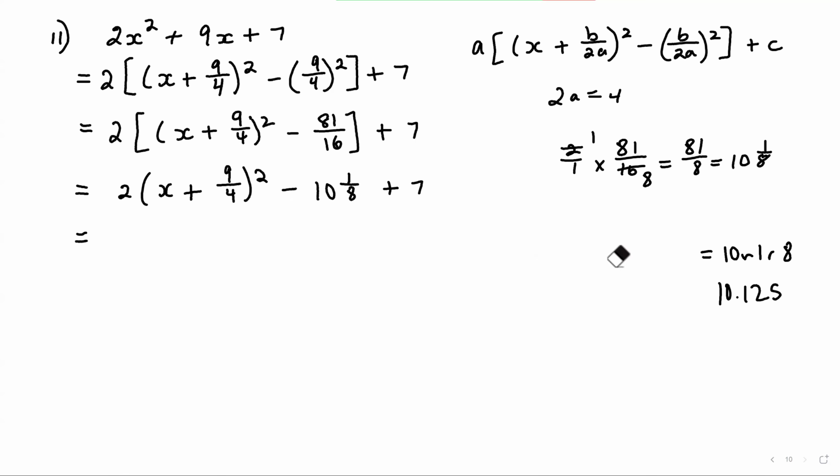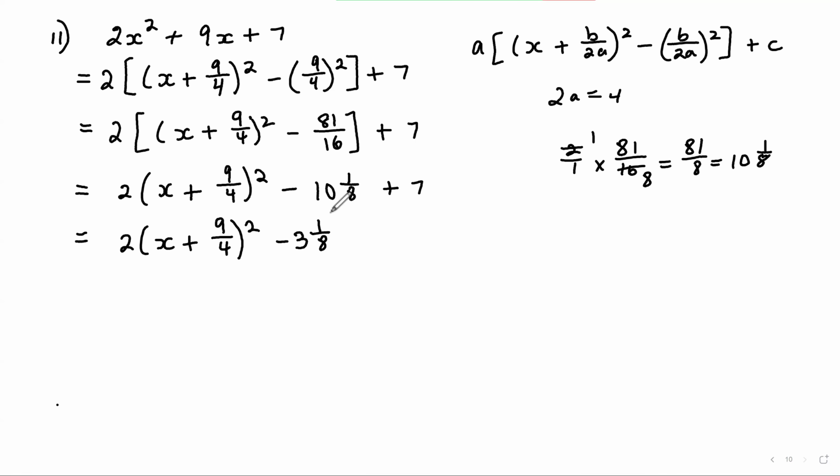So when you get a decimal, you could just press the fraction key on your calculator and it would change it to a fraction. Okay, what is minus 10 and 1/8 plus 7? I was just working out this part, minus 10 and 1/8 plus 7. It'll be minus 3 and 1/8.